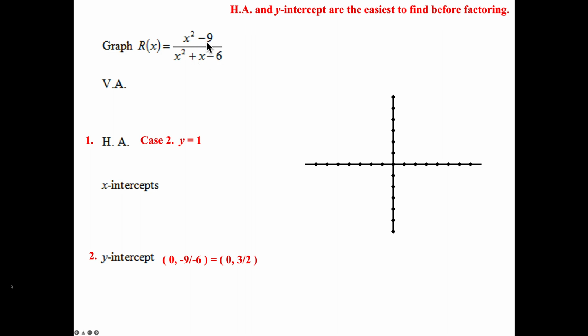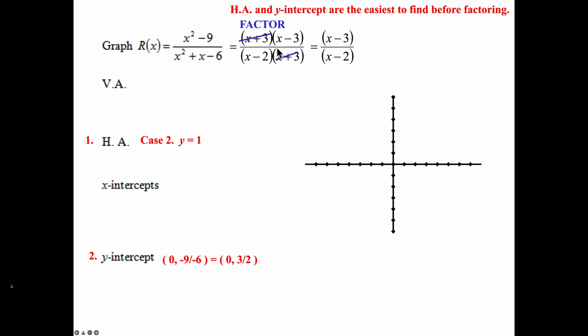Now we have to factor. Difference of perfect squares on the top. That's going to give me x plus 3, x minus 3. And 2 factors of 6 that subtract to be a positive 1: x minus 2, x plus... Oh, wait, notice we have 2 x plus 3's. So in this case, we're going to have a hole. And we'll come back and take care of that in just a second.